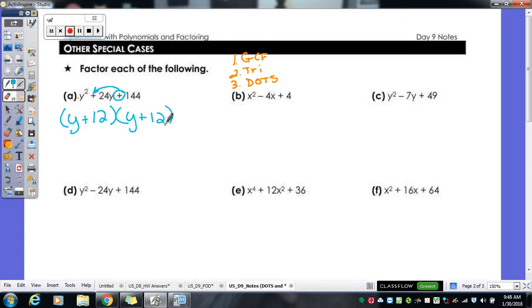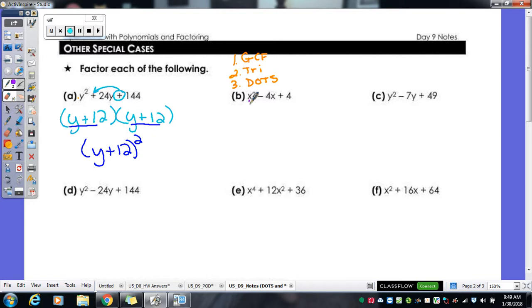12 times 12. So since these are the same inside the parentheses, that gets rewritten as y plus 12 squared. Now, it's not wrong if you leave it as y plus 12 times y plus 12, but I want you to start writing it as y plus 12 squared because that's going to help us with something in the future that we're going to be doing. So I want you to start practicing that habit now.